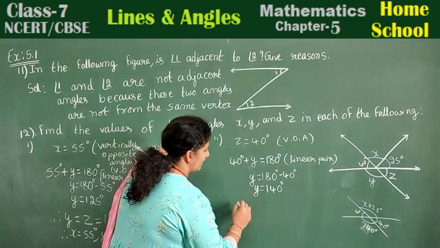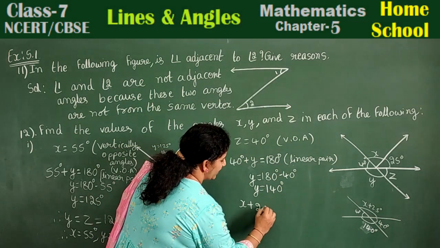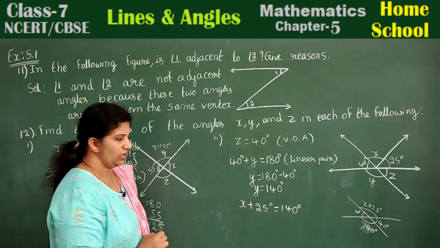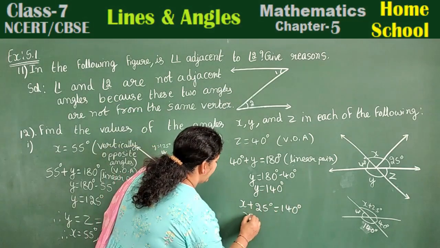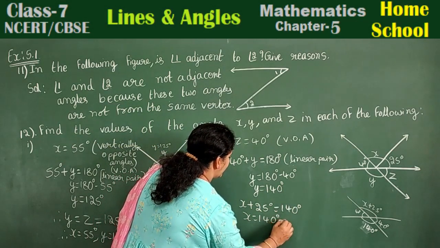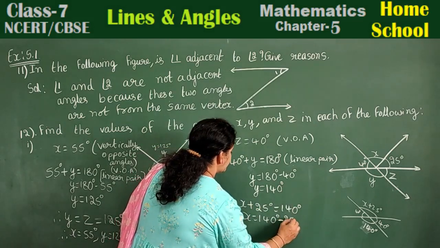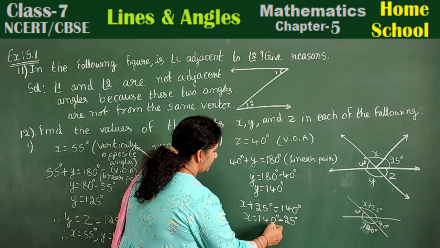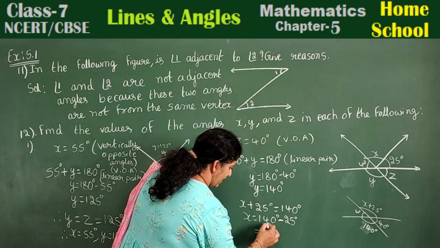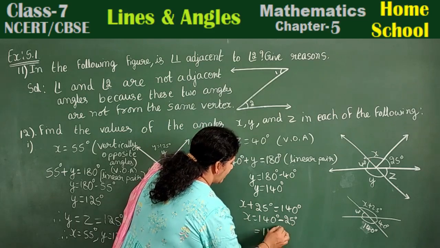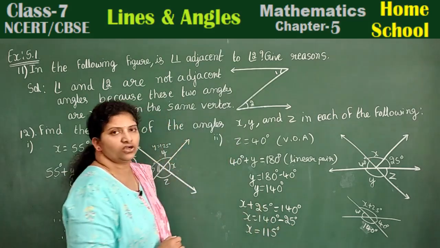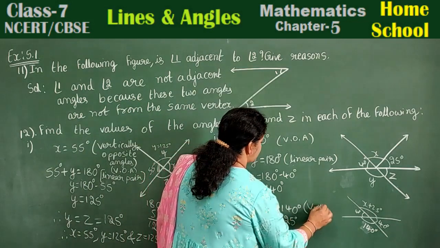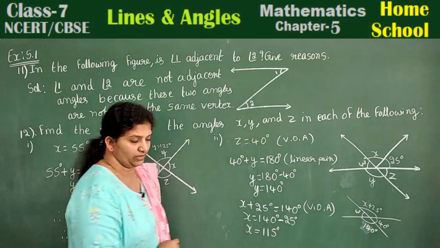Now vertically opposite angles. x plus 25 degree is equal to 140 degree. Okay. Now send this 25 to the other side. x is equal to 140 degree, if 25 goes to the other side, minus 25 degree. Then if you subtract, that will be 10 minus 5, 5, 3 minus 2, 1, 115 degree. x is equal to how much we got? 115 degree. This also I have written by using the vertically opposite angle statement.